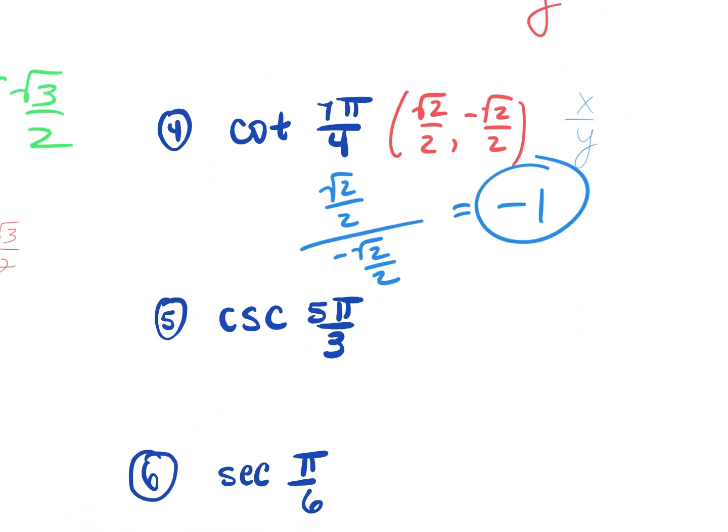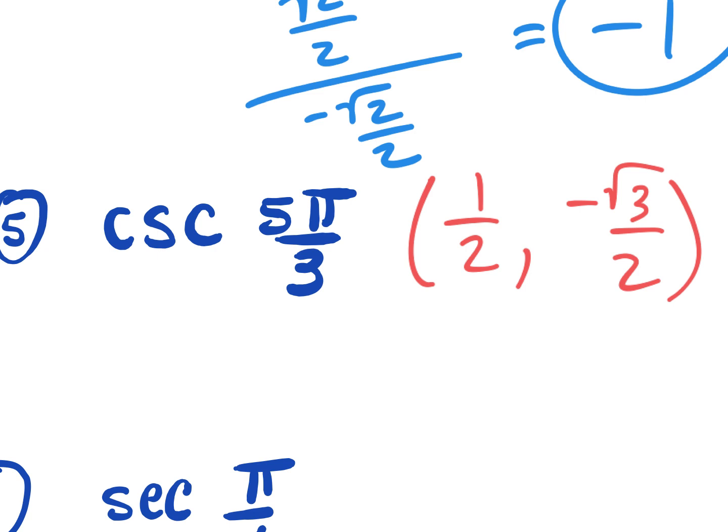All right, so cosecant of 5 pi over 3. We'll find 5 pi over 3. What's the ordered pair at 5 pi over 3? 1/2, negative square root of 3 over 2. All right, now let's think about cosecant. What does cosecant go with? Sine. So it's 1 over y, right? It's a reciprocal. So if I take 1, put it over my y value, negative square root of 3 over 2. How do we do this?